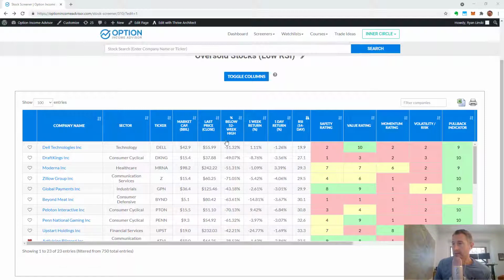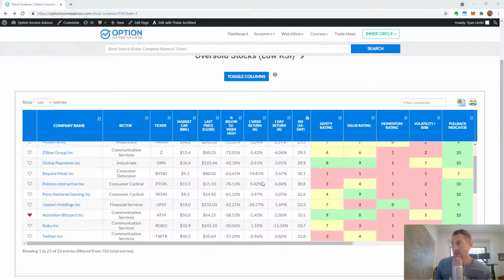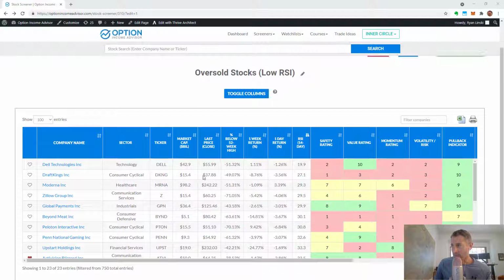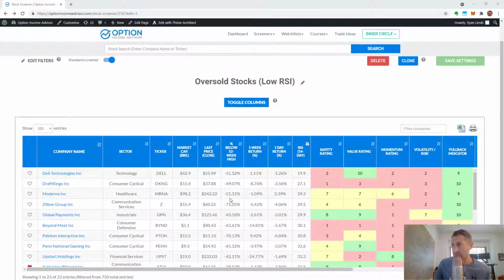Again, ignore Dell Technologies there, but you can see a lot of these are under 30. DraftKings, Zillow, Global Payments. Peloton's right around 30. So 30 is that kind of, again, extreme oversold situation. So you can see the percent below 52-week highs here. I mean, almost all of these are 50% plus off their peaks.